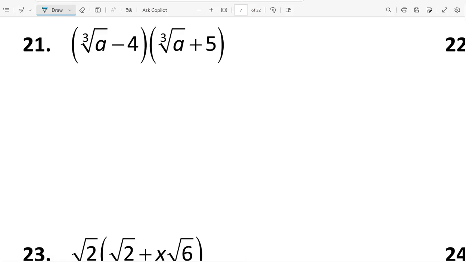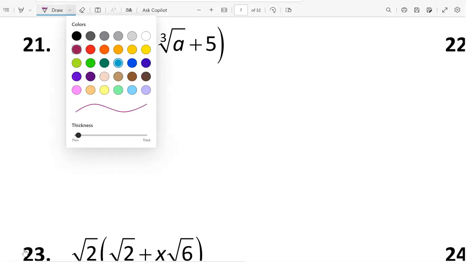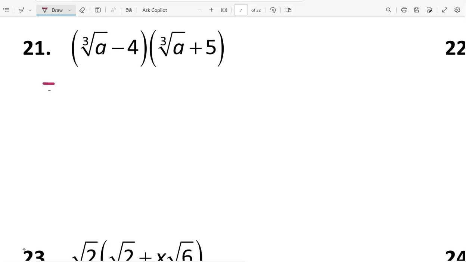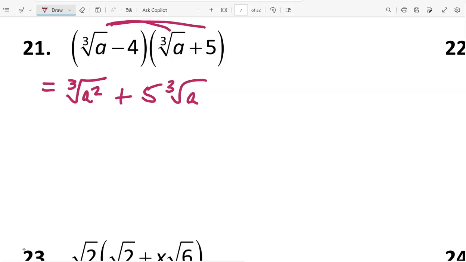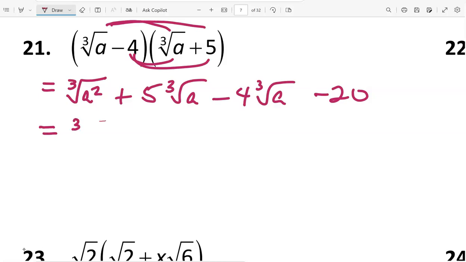In number 21, we have some partial products to compute and add together, in other words, the FOIL method. The product of the first terms is the cube root of a squared. The product of the outers plus 5 times the cube root of a, and the product of the inners minus 4 times the cube root of a, and then the product of the last is minus 20. The cube root of a squared can't be simplified because the index is larger than the exponent under the radical. So we're going to leave that term alone.